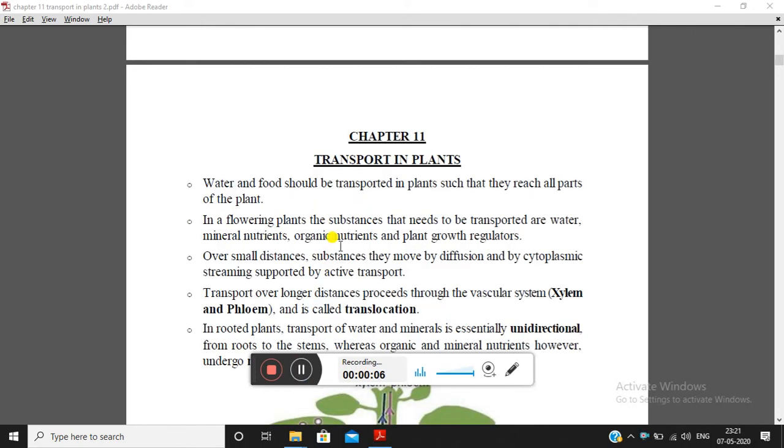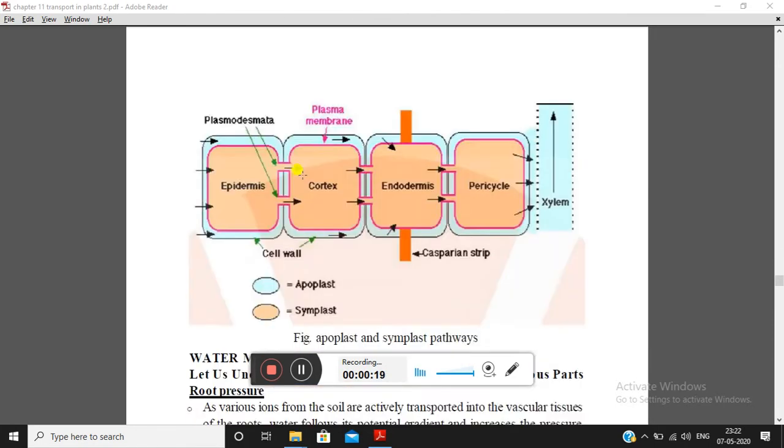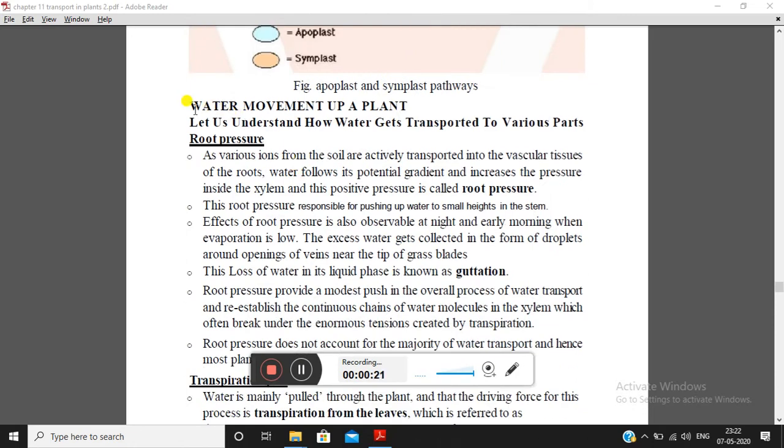In today's class, we will continue with Chapter 11, Class 11, that is Transport in Plants. In the last class, we covered absorption of water by plants. In today's class, we will continue with the water movement done by plants, how the water gets transported to various parts of the plant.